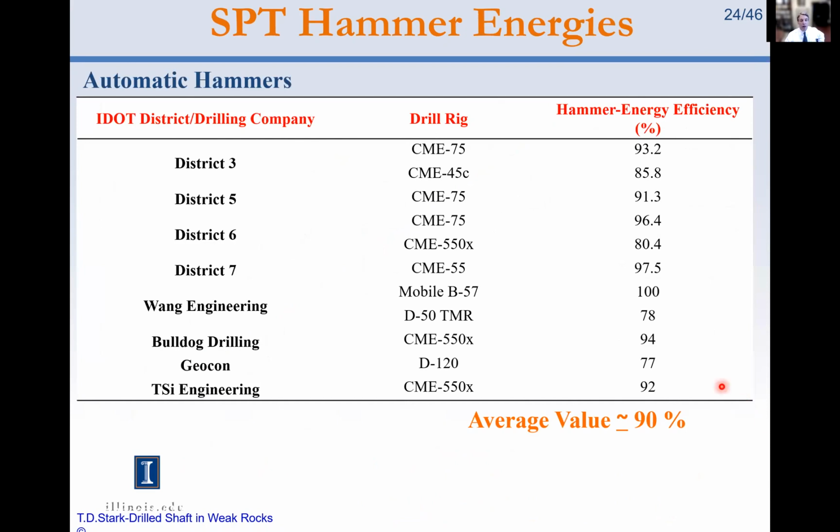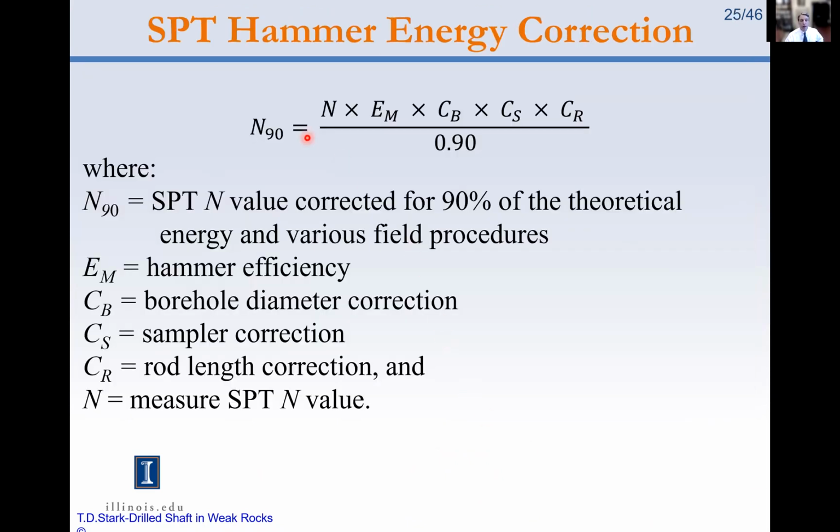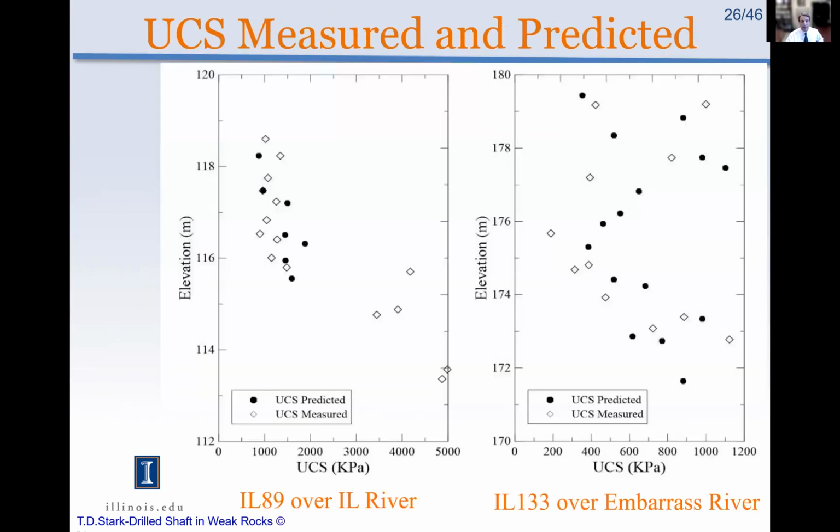Here's the automatic hammers that I mentioned. So here are the hammer efficiencies. You can see the average about 90, 92, 100, 96, one low one about 77, but all pretty good. Again, if you want to correct your data to N90, this is the expression, and you put the hammer efficiency in and so on. Okay, so how do the measured and predicted values of unconfined compressive strength match?